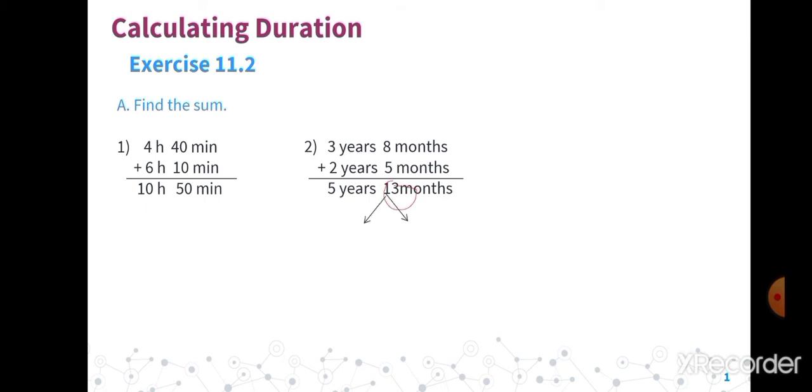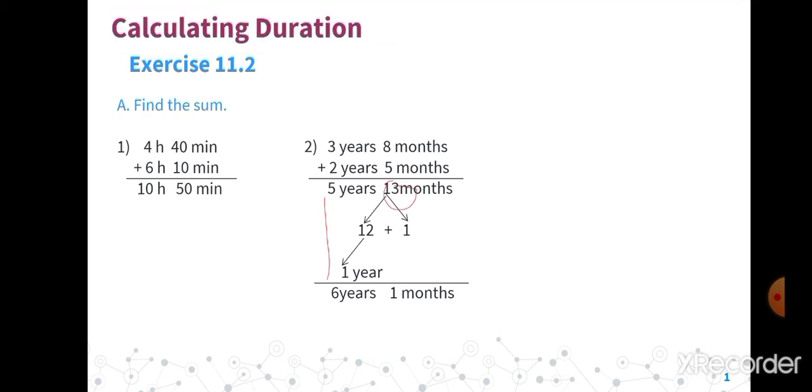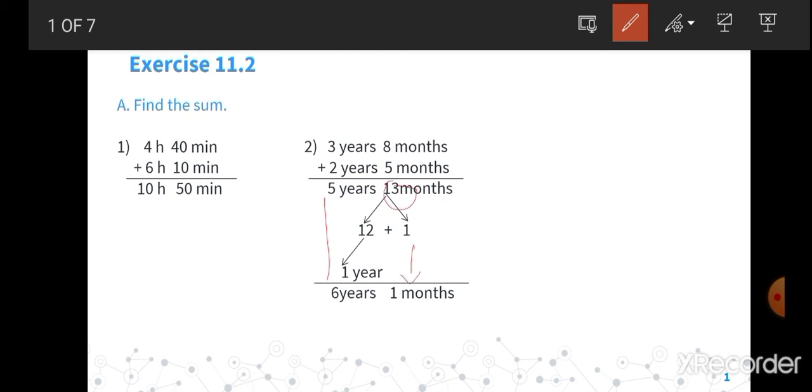You have to split them up using the standard conversion, 12 plus 1, because 12 months is equal to 1 year and what is left will be 1. Now this 12 months is equal to 1 year, which is going to be added with the 5 years. So 5 plus 1 gives me 6. And this 1 month will come down as it is.